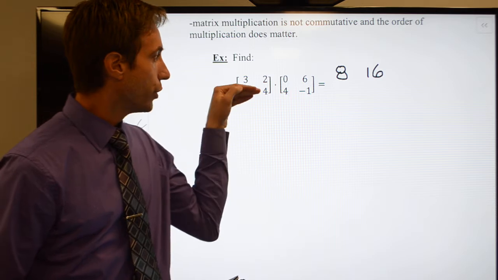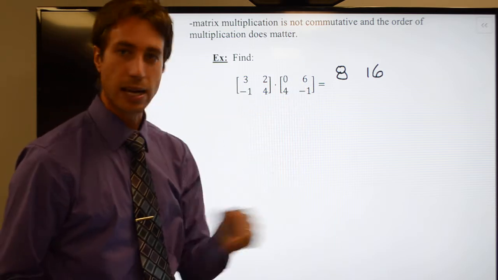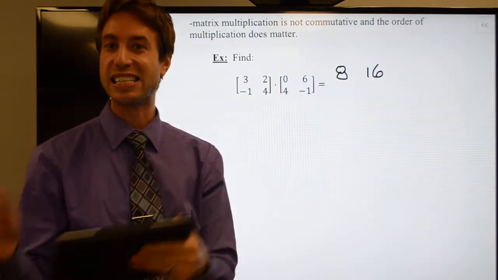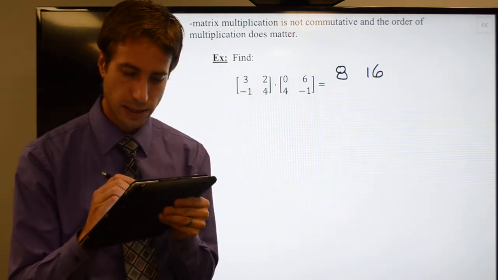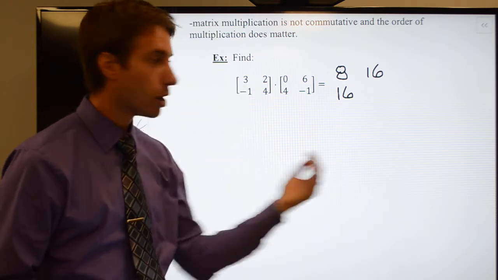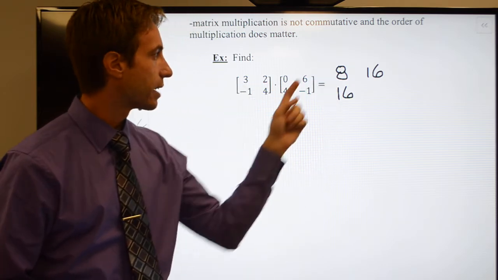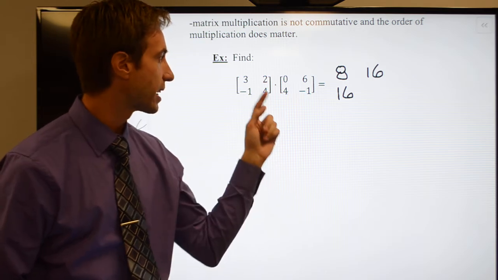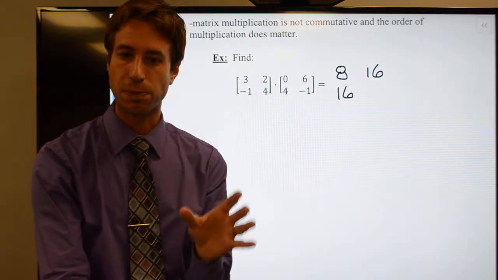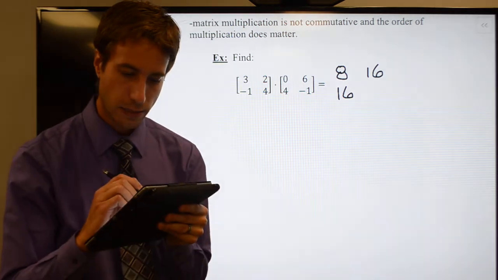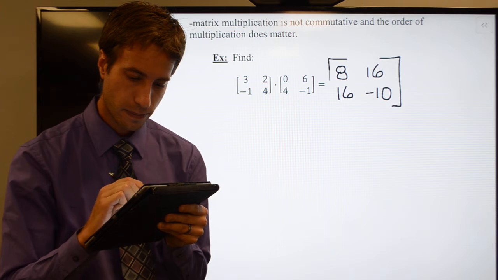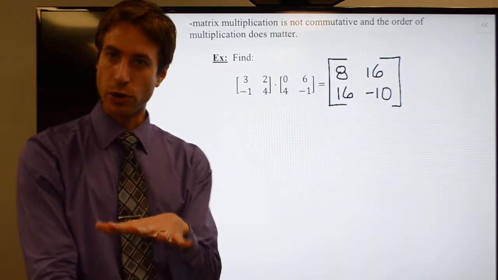Okay, row 2, column 1, negative 1 times 0, that's 0, easy peasy. 4 times 4 is 16, and 0 plus 16 would be 16. All right, last one, row 2, column 2. Negative 1 times 6 is going to be a minus 6. 4 times a negative 1 would be a minus 4. And negative 6 plus a negative 4 is going to be a minus 10. And again, I know it takes practice.